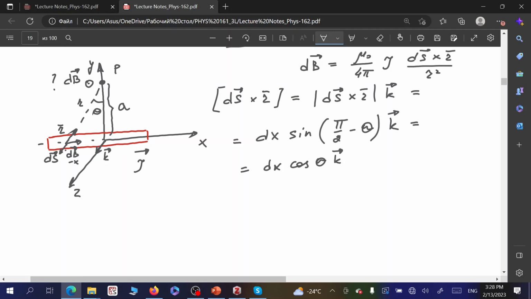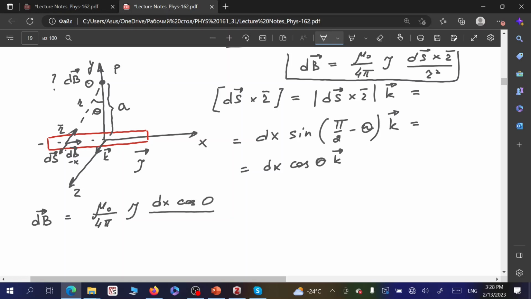Okay, so this part we already have, which gives us the magnitude of the cross product. And following this general equation, let us write the expression for the dB vector in this point P. So this will be mu naught over 4 pi times I. Instead of the cross product, we put dx cosine theta. In the denominator, we have r squared, and here we have k unit vector. So that is our expression for the dB vector created by this segment ds vector.